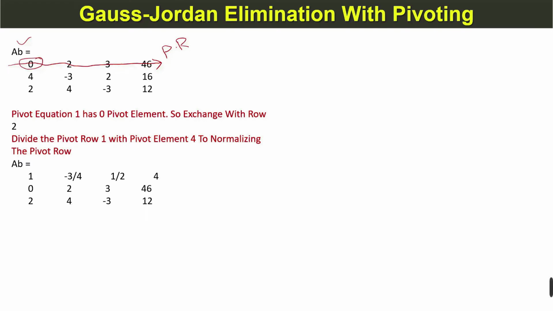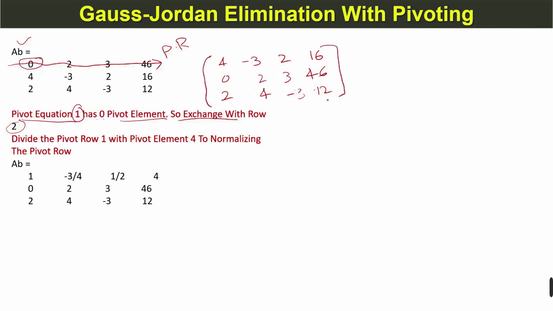So first we do pivoting and then we normalize this row. So we change the order of this equation. The pivot equation 1 has a zero pivot element, so exchange with row 2. After pivoting, this will be 4, minus 3, 2 and 16; 0, 2, 3 and 46; and this will be as it is, 4, minus 3 and 12.